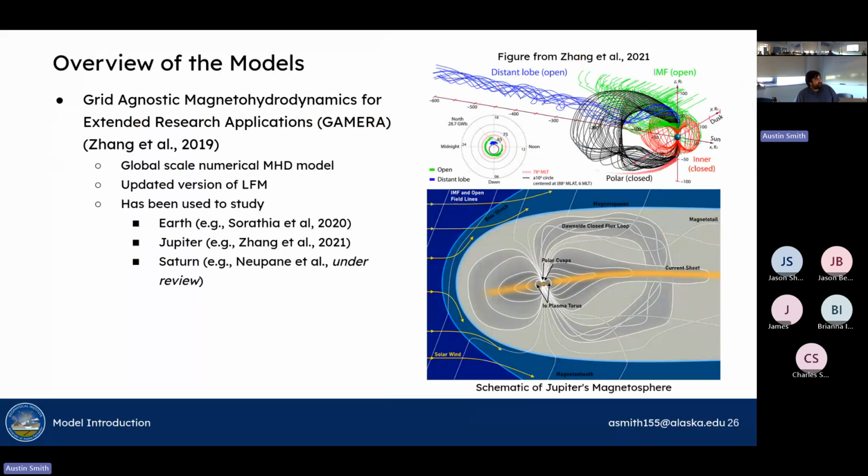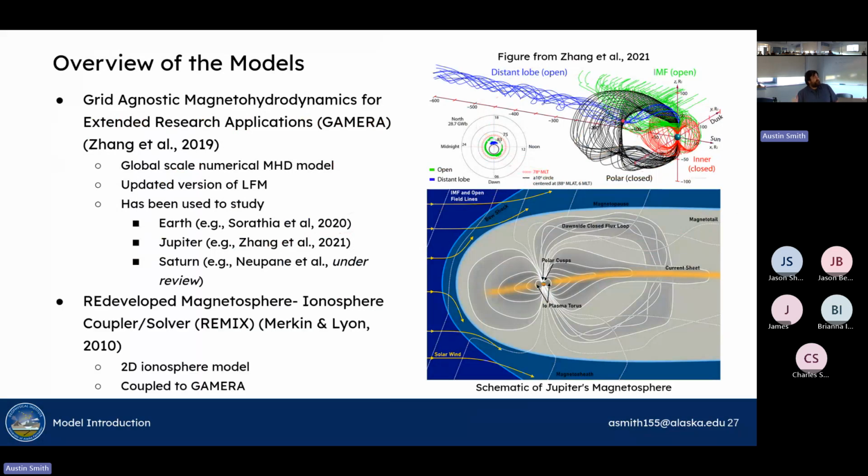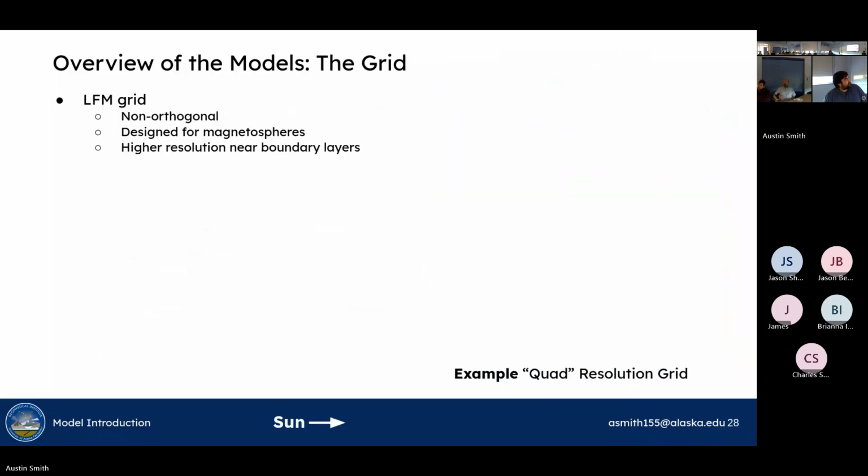This is, in the Jupiter community, the picture that everyone puts up when there's Jupiter magnetosphere modeling, from Zhang in 2021. And then also Saturn, for which there are a couple of publications under review right now. My ionospheric results are coming from REMIX, which is the Redeveloped Ionosphere Magnetosphere Coupler and Solver. It's an updated version of MIX. It's a 2D ionosphere model that's coupled to GAMERA.